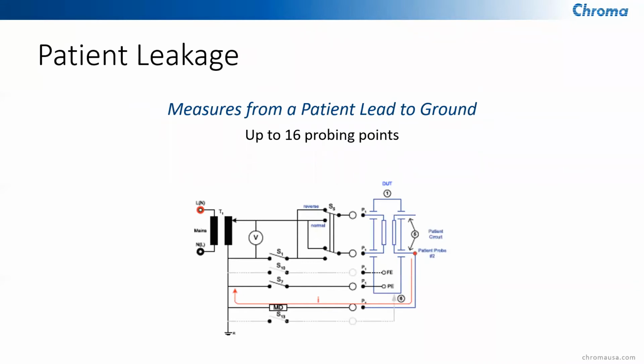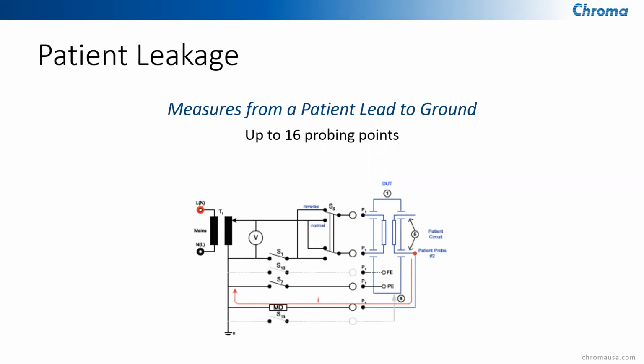Now moving on to some of the more complex leakage current tests. The patient leakage current test. This measures from a patient lead to ground. So if you were to have a DUT, something like a cardiac monitor for monitoring your vital signals, you would be measuring from the patient leads on those monitors to ground.